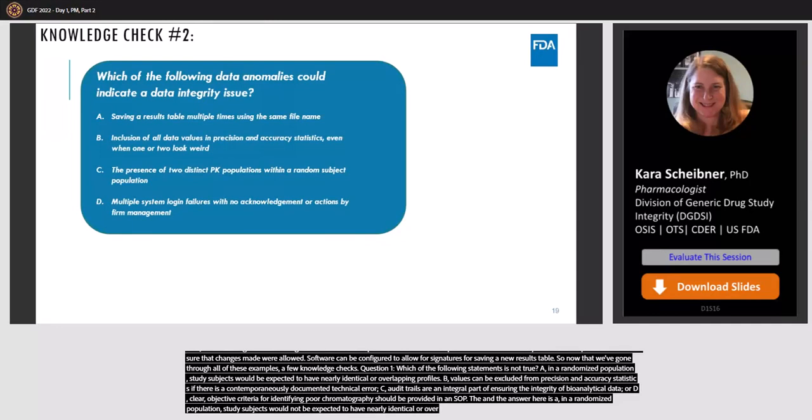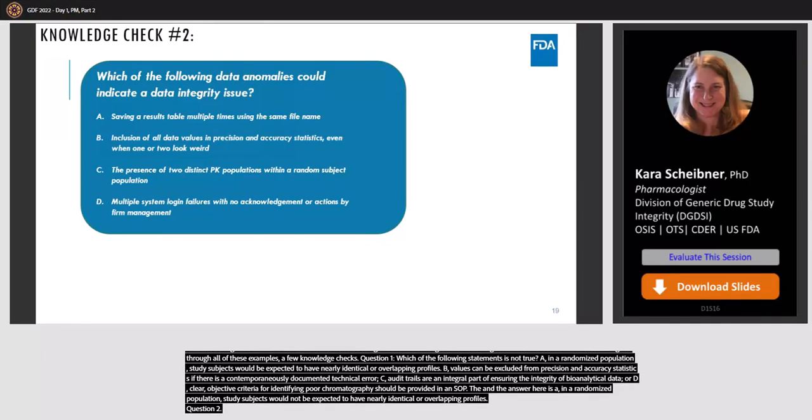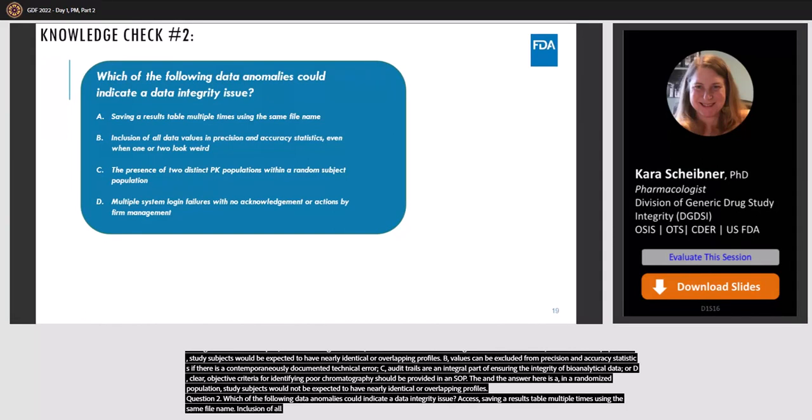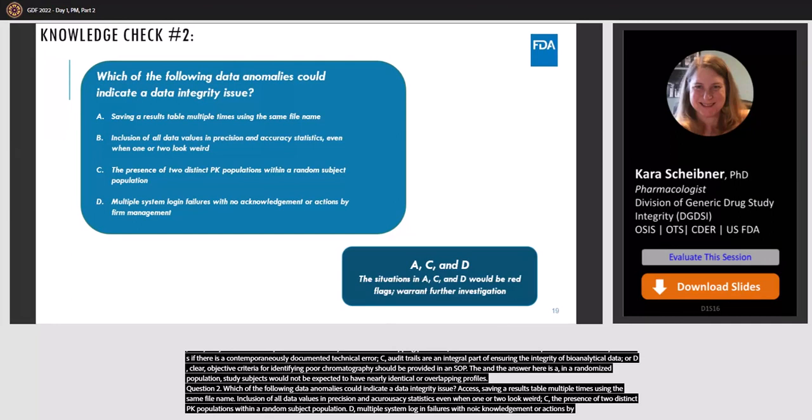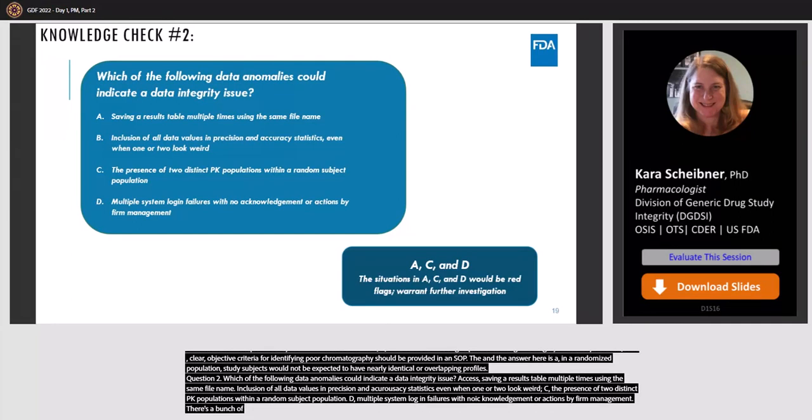In question 2, which of the following data anomalies could indicate a data integrity issue? A, saving a results table multiple times using the same file name. B, inclusion of all data values in precision and accuracy statistics, even when one or two look weird. C, the presence of two distinct PK populations within a random subject population. D, multiple system login failures with no acknowledgement or actions by firm management. And here, there's a bunch of answers, namely A, C, and D. All of these would be red flags and warrant further investigation.